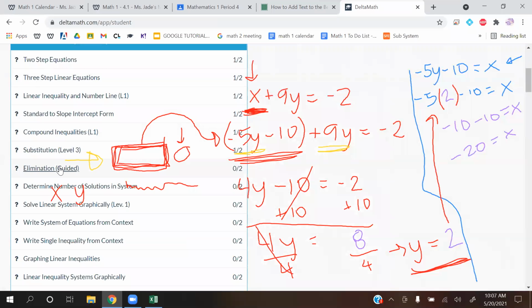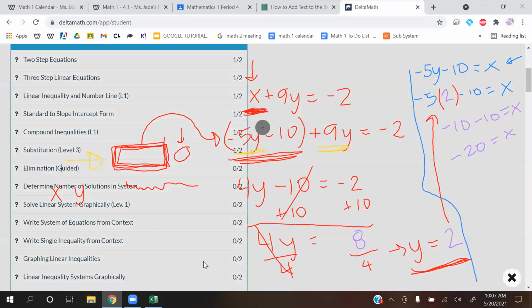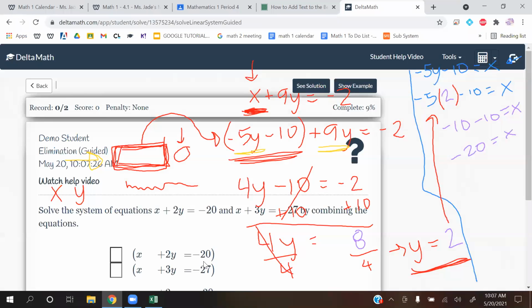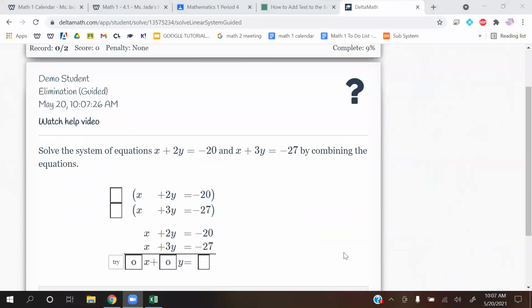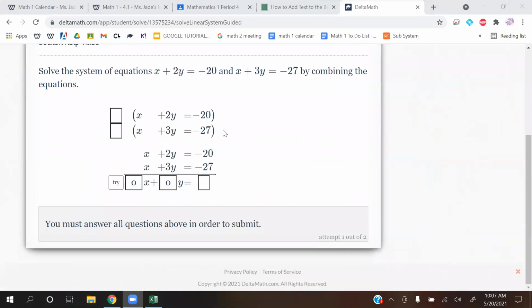So elimination guided. So we did substitution. Now we're on to elimination. Let me clear the screen. Okay, feels so much better. All right, we're going to solve the system of equations x plus 2y equals negative 20, that's this one, and x plus 3y equals negative 27, that's this one, by combining the equations.